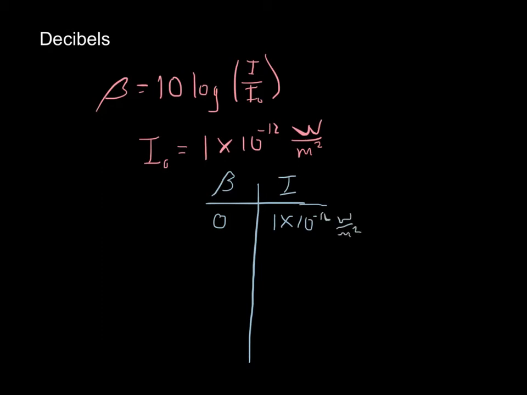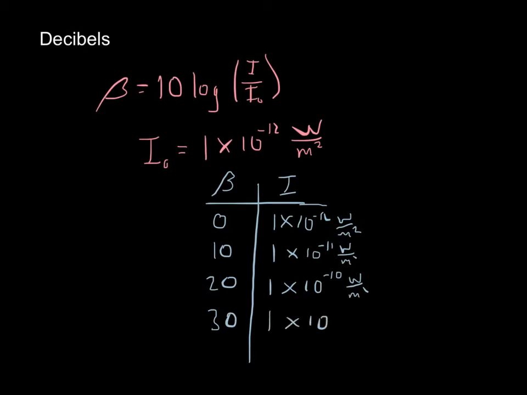If I go up to 10 decibels, that corresponds to an intensity of 1 times 10 to the negative 11th watts per square meter if we did the calculation. If I went up to 20 decibels, that would be 1 times 10 to the negative 10th watts per square meter. If I went up 30 decibels, to a value of 30 decibels, 1 times 10 to the negative 9th watts per square meter.